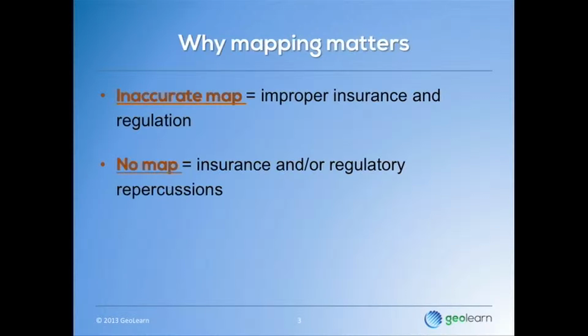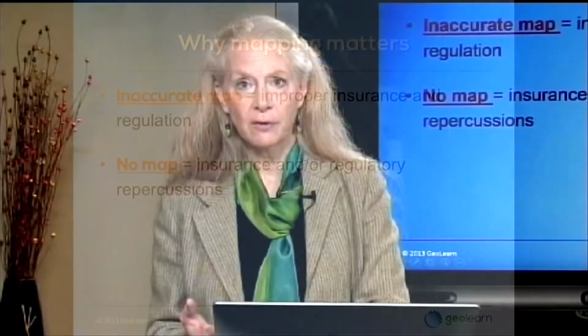If you have an inaccurate map, it means that the areas within that mapped area are either going to be regulated too stringently or not stringently enough, and they may be exposed to additional hazards and risks as a result. Furthermore, the structures will not be insured correctly. They may be paying too much in terms of premiums, or they may not be insured at all because people don't think that they need insurance. Those are pretty serious implications.